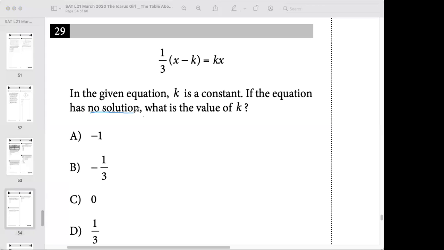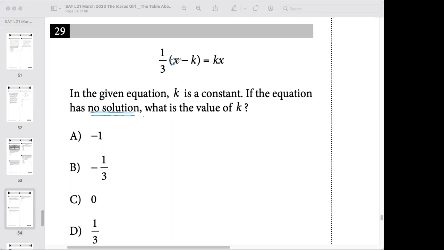Well, there's a number of questions that will ask about no solution. And so the question is, when does something have no solution? And always remember, something has no solution when you solve for x and the denominator you get is 0. Because when the denominator is 0, x is undefined, which means there's no solution. So we need to solve for x in this equation and see what our denominator is.